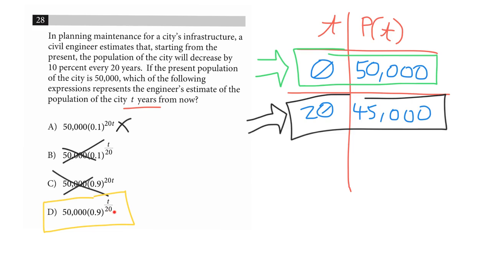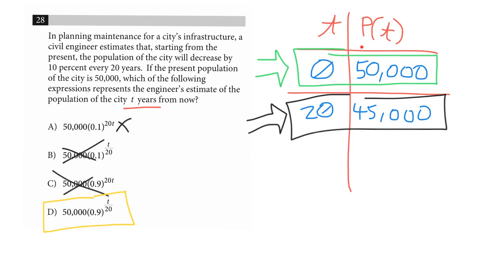And by the way, it makes sense that this would work because when t is 20, it'd be 20 over 20, which is just 1. So really it'd be 0.9 raised to the first power, which is just 0.9. And then 0.9 times 50,000 is 45,000. That's essentially saying 0.9 is 90%. Well, 90% of 50,000 is 45,000. What is 90% of 50,000? Well, that's 50,000 minus 10% of itself, right? Which is essentially what we're looking for because according to the problem, the population of the city will decrease by 10% every 20 years. Therefore, at year 20, it should be 45,000.